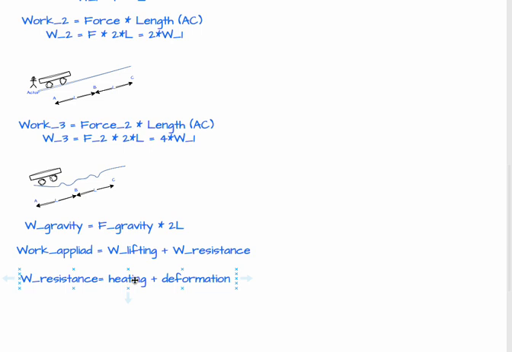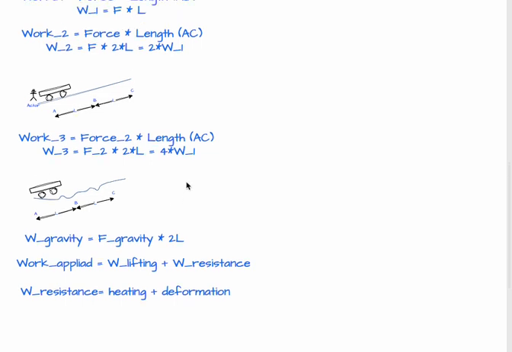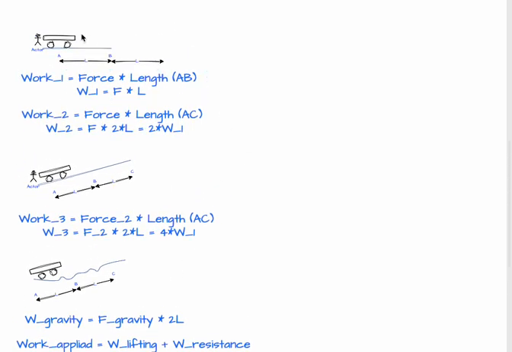So by default, implemented work is energy that we transfer to the system, and part of this energy goes to heating and deformation. So work is the same as energy. So we can say that it is how much energy we induce to the system to move a trolley from point A to point C.